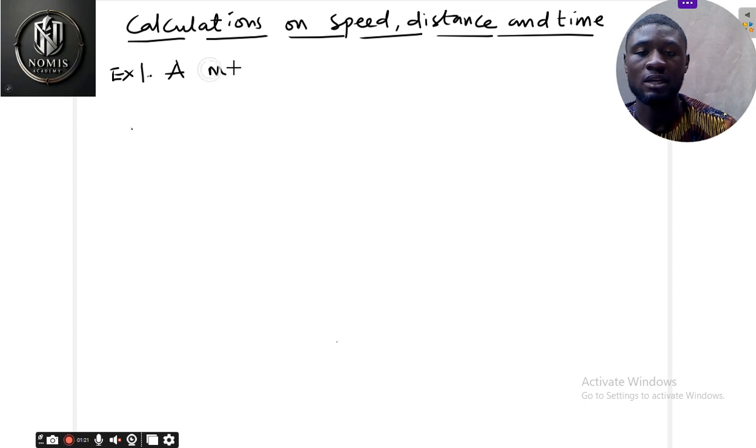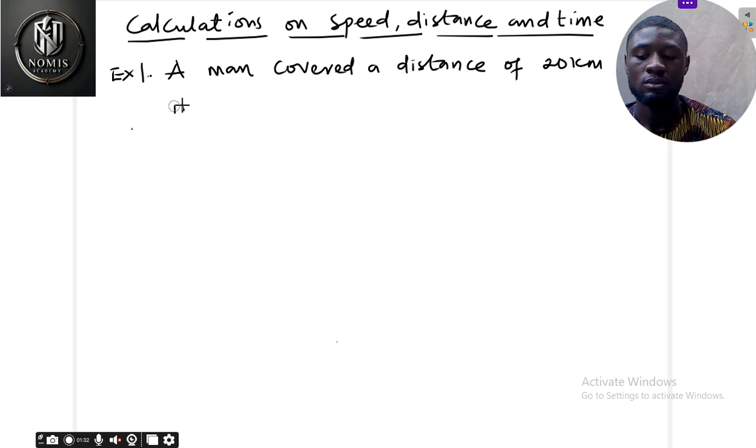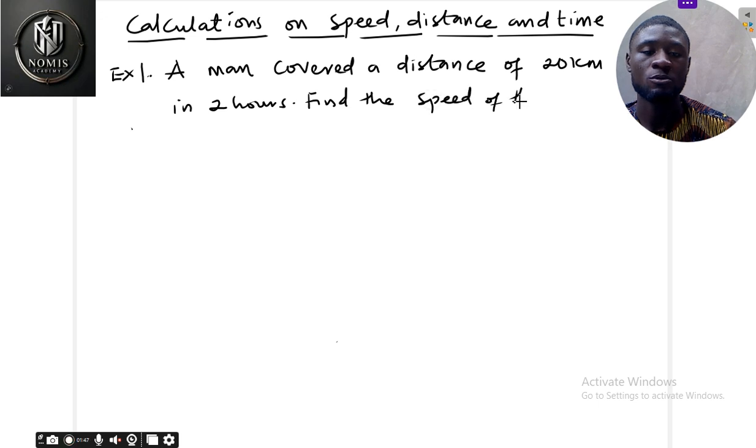A man covered a distance of 20 kilometers in 2 hours. Full stop. Find the speed of the man.